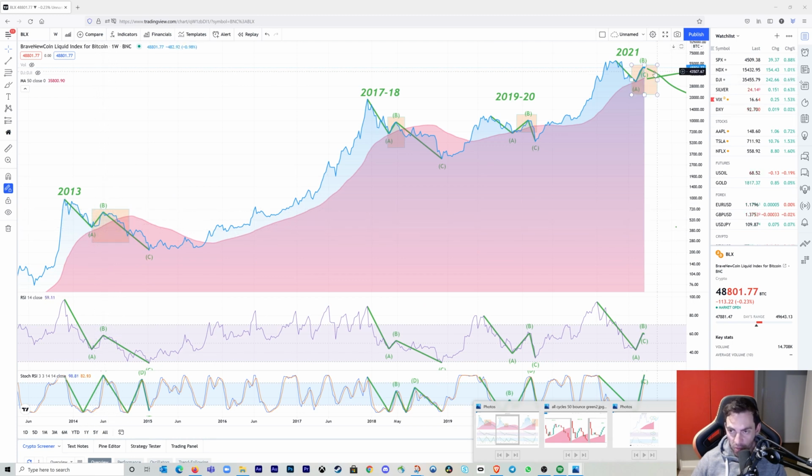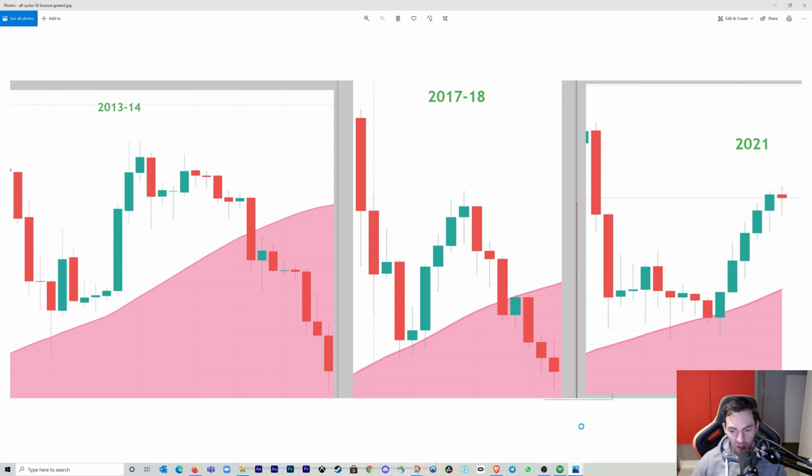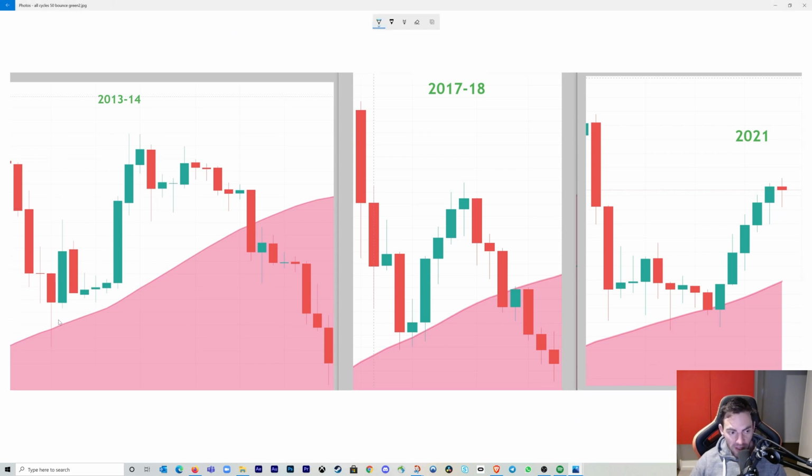Okay, so next what I'd like to do is zoom in to this section here, this B wave correction that we're currently in at the moment. I'd like to zoom in on 2013, 2017, and 2021 and just show you what the weekly chart looked like side by side. So you can see here in the 2013, 2014 cycle, there is the wick where we bounced off the 50-week.